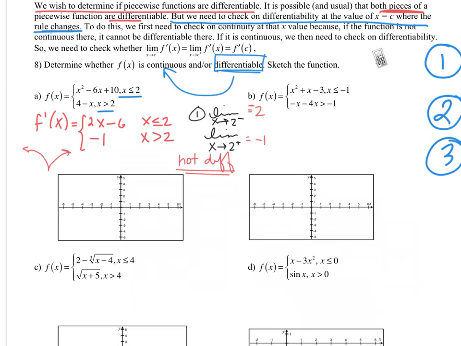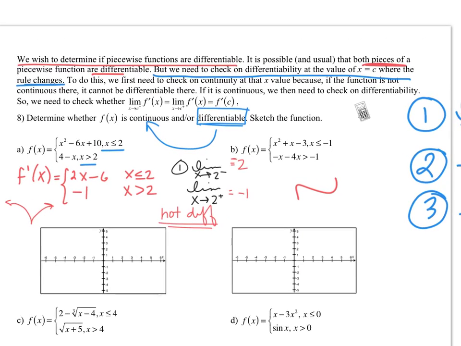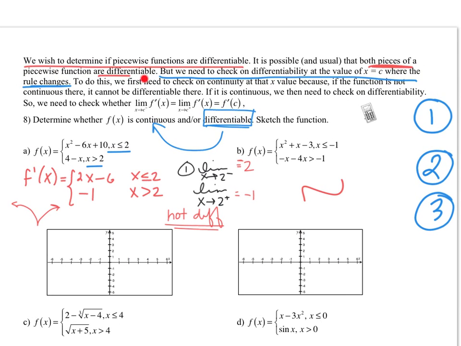It is possible and usual that both pieces of a piecewise function are differentiable, but we really care with piecewise functions where the rule changes. So again, in a piecewise function, we will care about where that rule changes. So we want to check continuity at that x value, because if the function is not continuous there, then it cannot be differentiable there. If it is continuous, we then need to check on differentiability, okay?